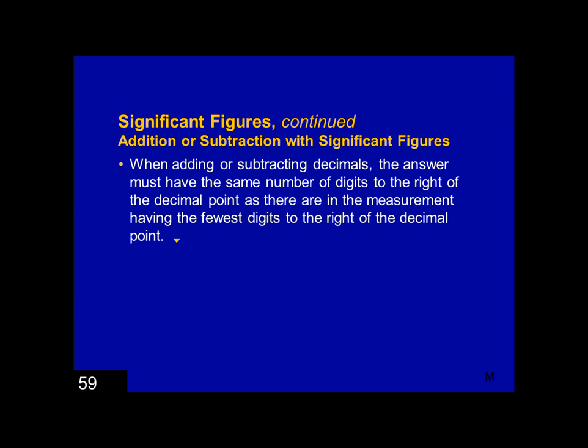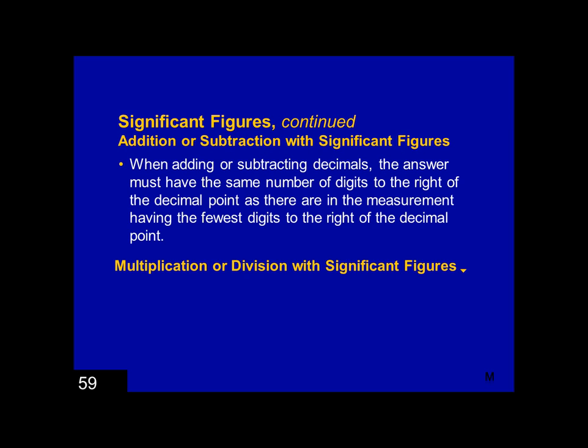Alright, so it's very important that we follow our rules for significant figures when we're mathematically manipulating numbers. So when we're adding or subtracting decimals, the answer must have the same number of digits to the right of the decimal point as there are in the measurements having the fewest digits to the right of the decimal point.